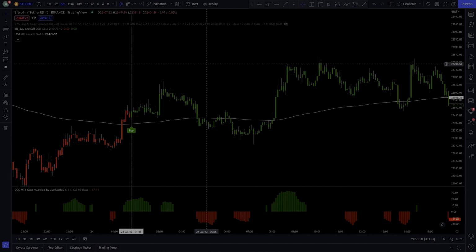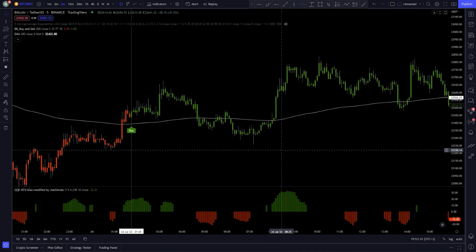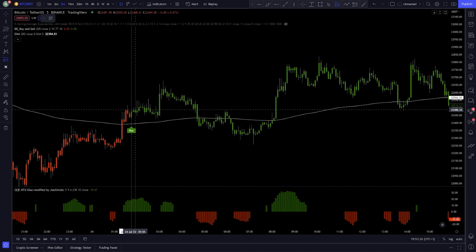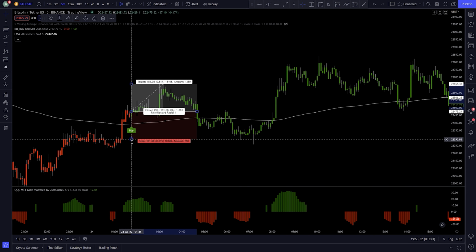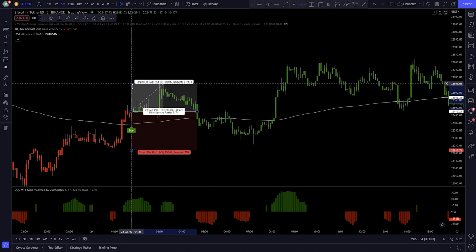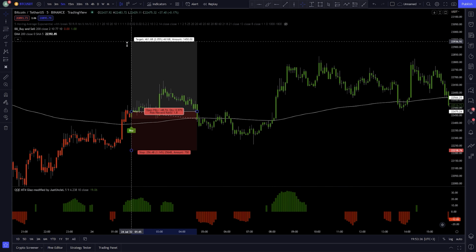For a long signal to be valid, the price must be above the 200 EMA. On a buy signal, a green histogram, we can take a long position. Our stop loss must be under the recent lower low, and the risk to reward ratio will be 2.